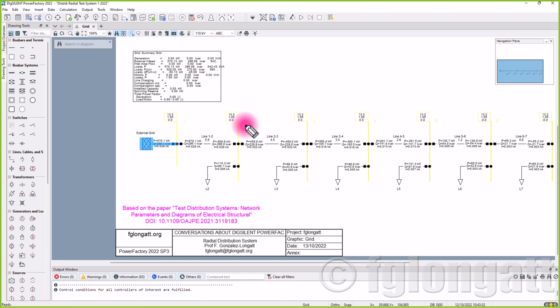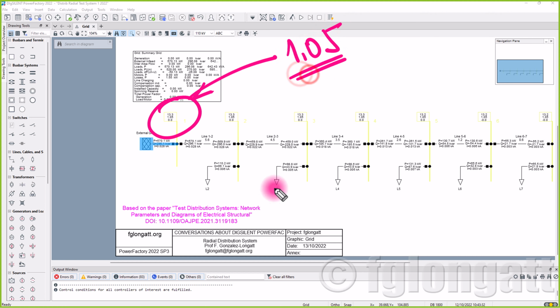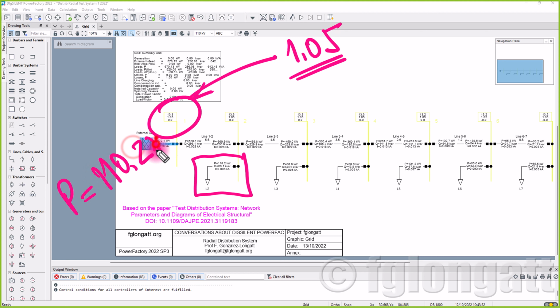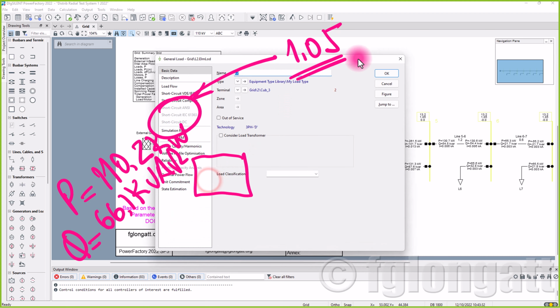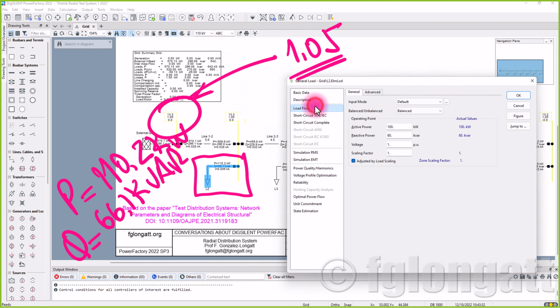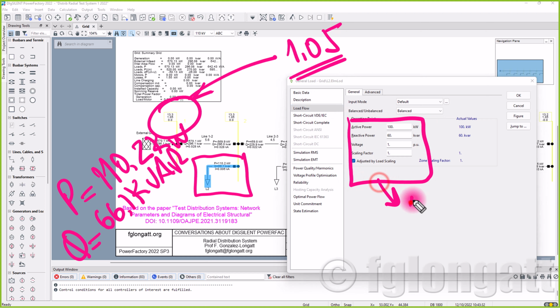Beautiful. You can see over here 1.05 per unit, and look over here at the results. P equals 110.2 kilowatts, and the reactive power is 66.1 kVAr. But now, if we compare with the nominal value, you can see here, the nominal value is 100 kilowatts and 60 kVAr.